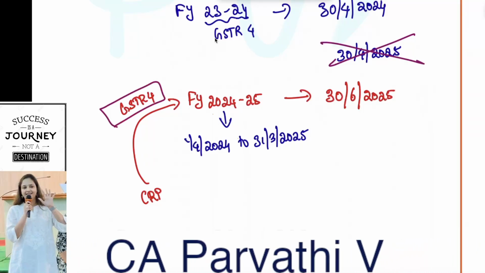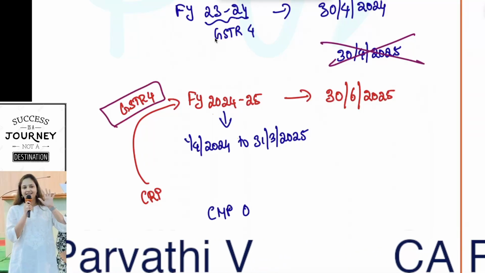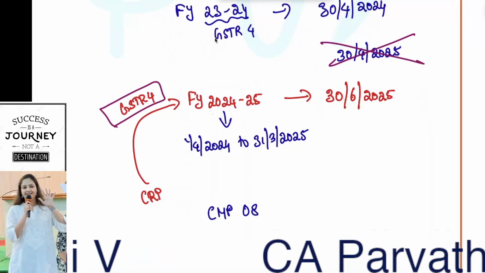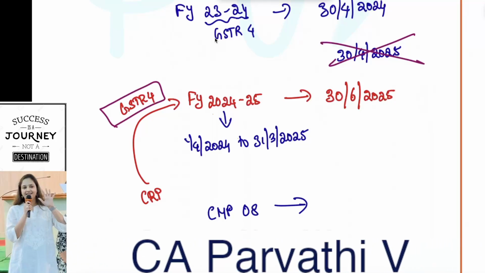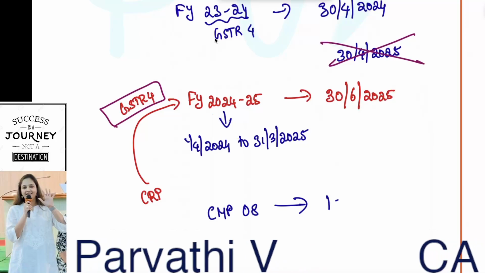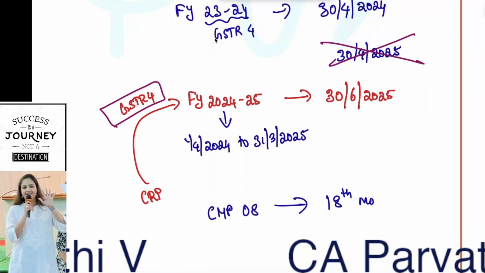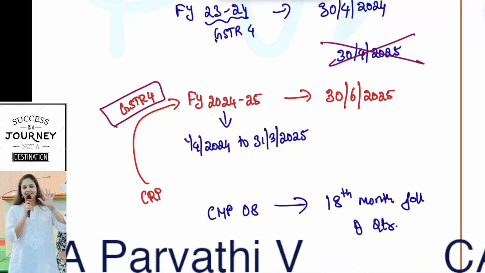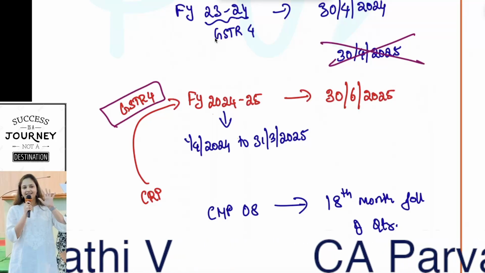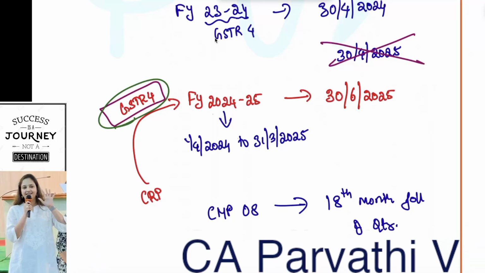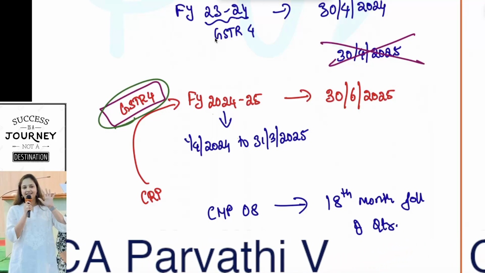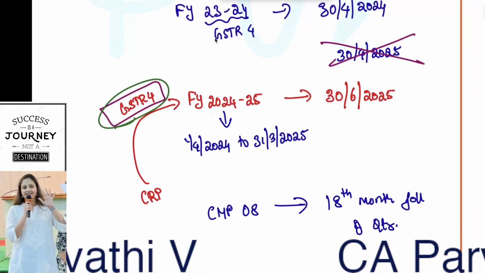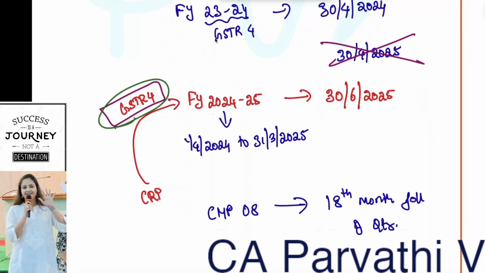But remember, he is also paying his taxes quarterly in CMP 08. And for paying taxes quarterly, he will be paying it on or before 18th of the month following the quarter. That is the due date. That is not changing. The only change is with respect to GSTR 4 filing, that is the yearly return to be filed by a composition registered person. So I'll just show you the chart.